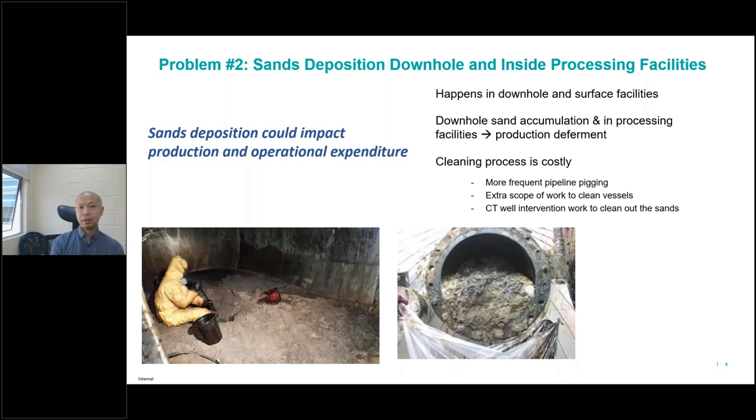Okay, so that requires well intervention, and well intervention and also the surface facility cleaning process are costly by nature, right? So just take for example the pipeline: the more sand deposition that we have, the higher we need to schedule the pigging frequency. We need to schedule more pigging to clean out the sand, right? And this sand deposition inside the vessel also will give extra scope during the turnaround for our facilities. So the sand deposition could impact both the production and operational expenditure. Okay.